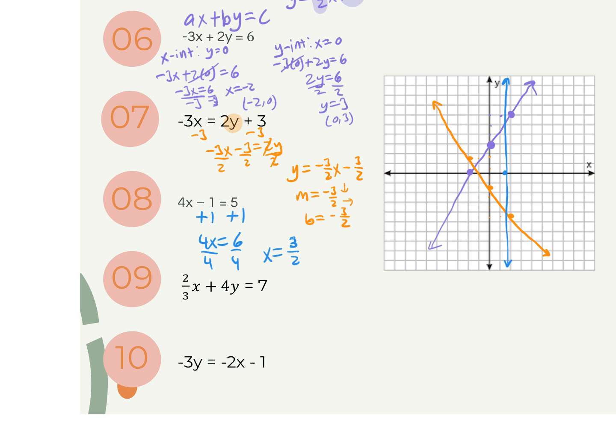Let's keep going. Number 9 is another one that kind of looks like it's in standard form. We can try either finding the intercepts or converting to slope-intercept form. Converting this one to slope-intercept form might be a little bit tricky just because we have a fraction in front of our x. So when we go to divide by that 4, it's going to be a little bit tricky.